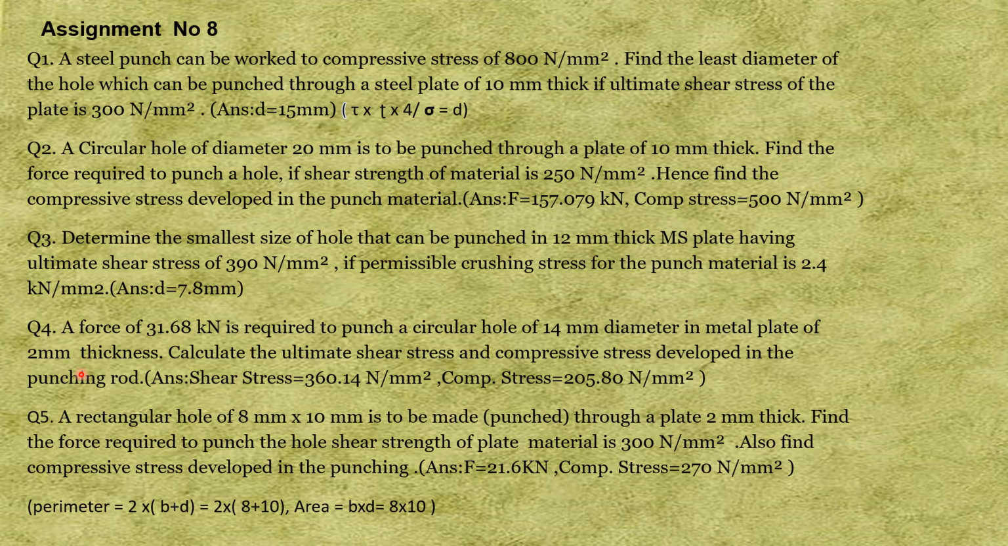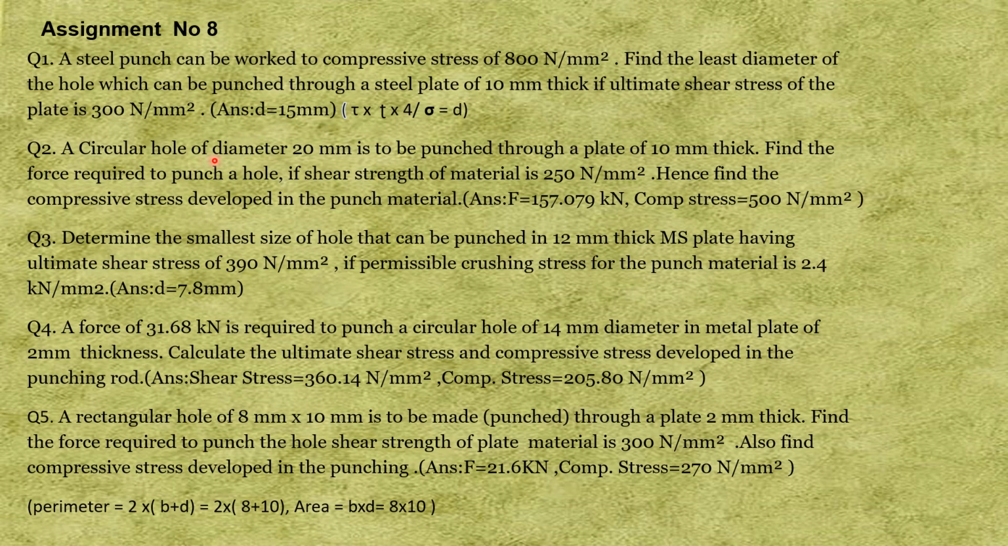Now here is one assignment I am giving. This is the 8th assignment. Question number 1. A steel punch can be worked to a compressive force of 800 Newton per mm square. Find the least diameter of the hole which can be punched through a steel plate of 10 mm thick if the ultimate shear stress of the plate is 300 Newton per mm square. Answer is 15 mm. You can use this formula.